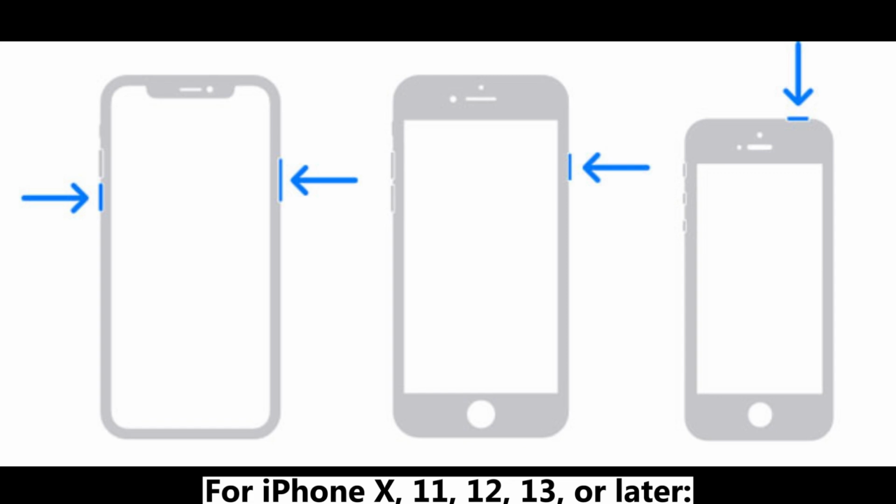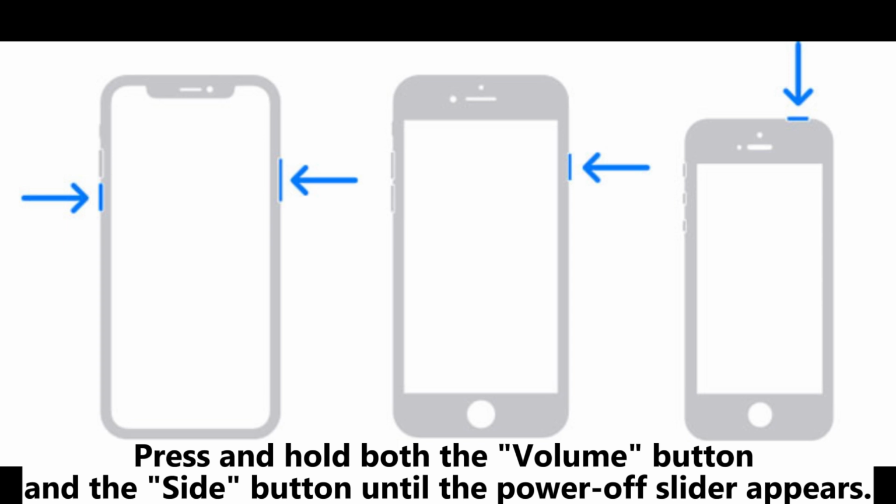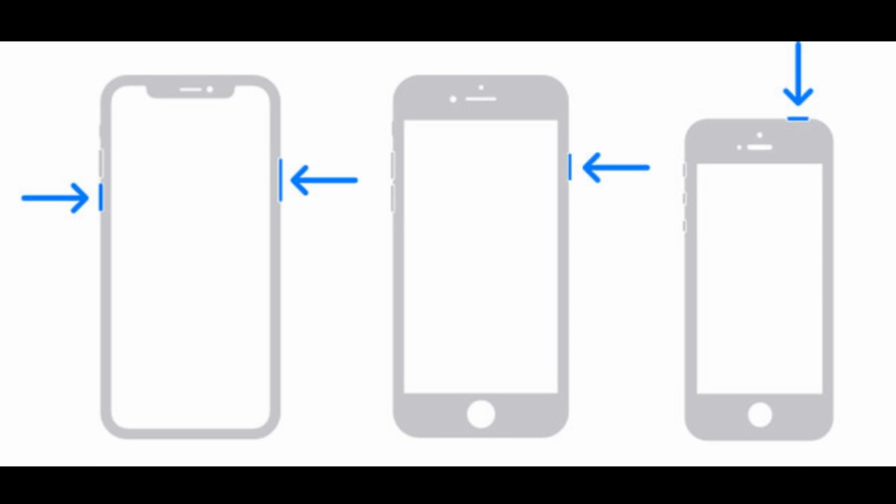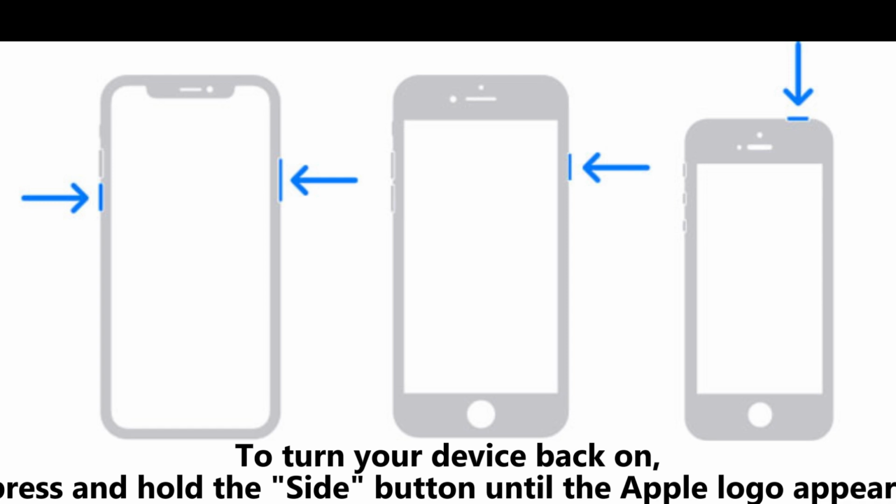For iPhone X, 11, 12, 13, or later, press and hold both the volume button and the side button until the power off slider appears. Slide the slider to turn off your device, then wait about 30 seconds for it to power off. To turn your device back on, press and hold the side button until the Apple logo appears.